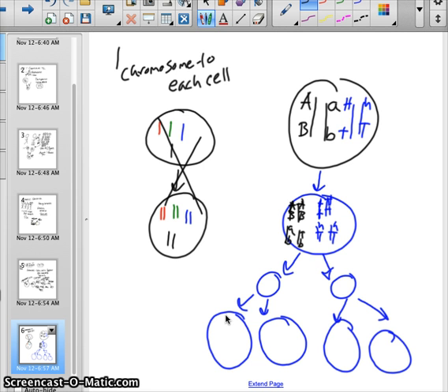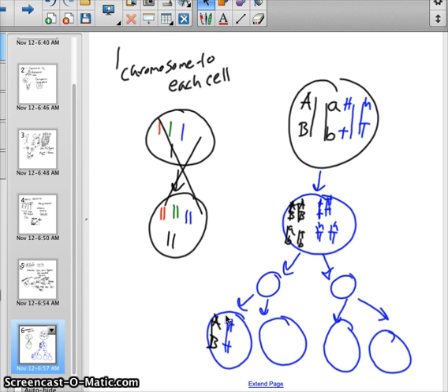So now what independent assortment means is these can go in and we can get various different combinations. We could get one cell, remember we'll get one from this pair and one from this pair. We're going to get one cell that might have big A, big B on the black chromosome, and then one of these chromosomes, the big H, little t. Alright, so that's one possibility.